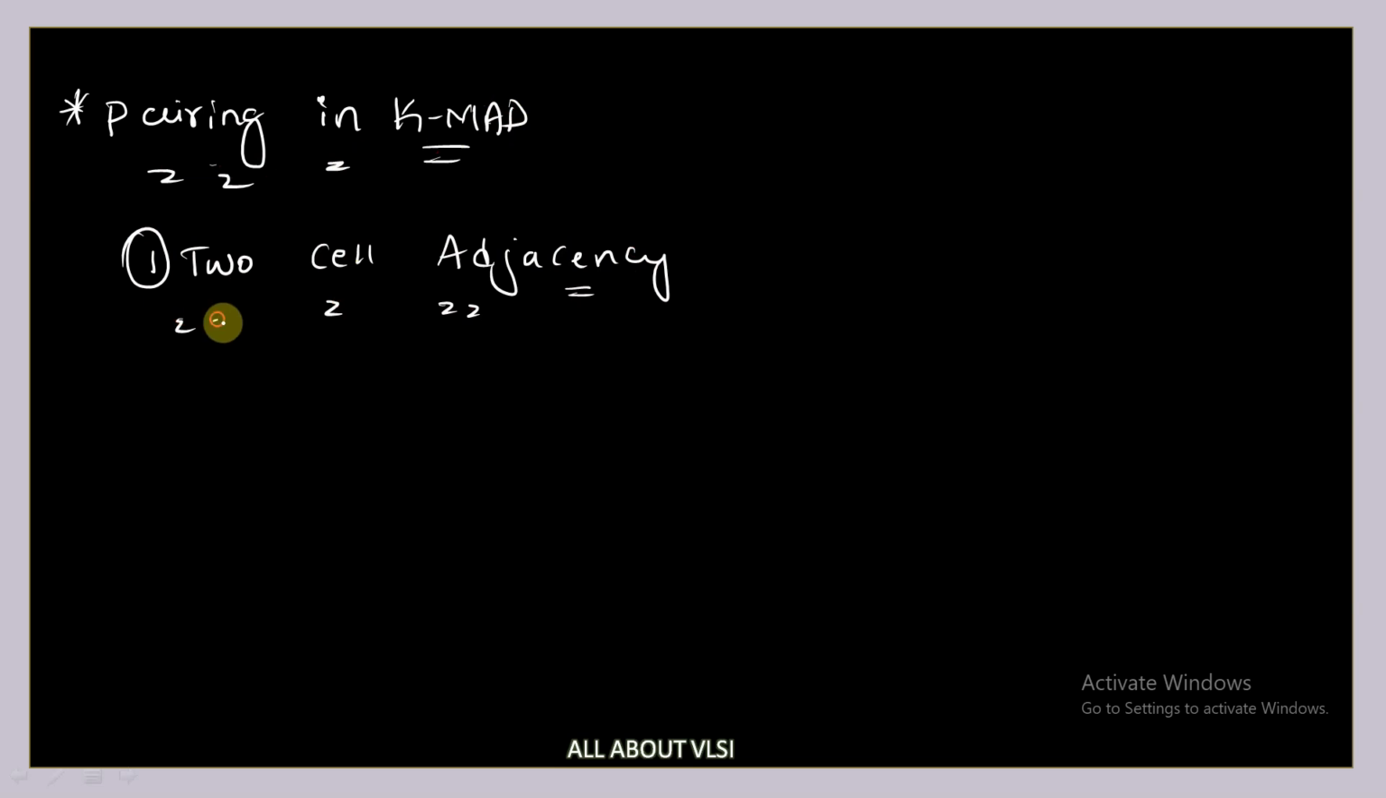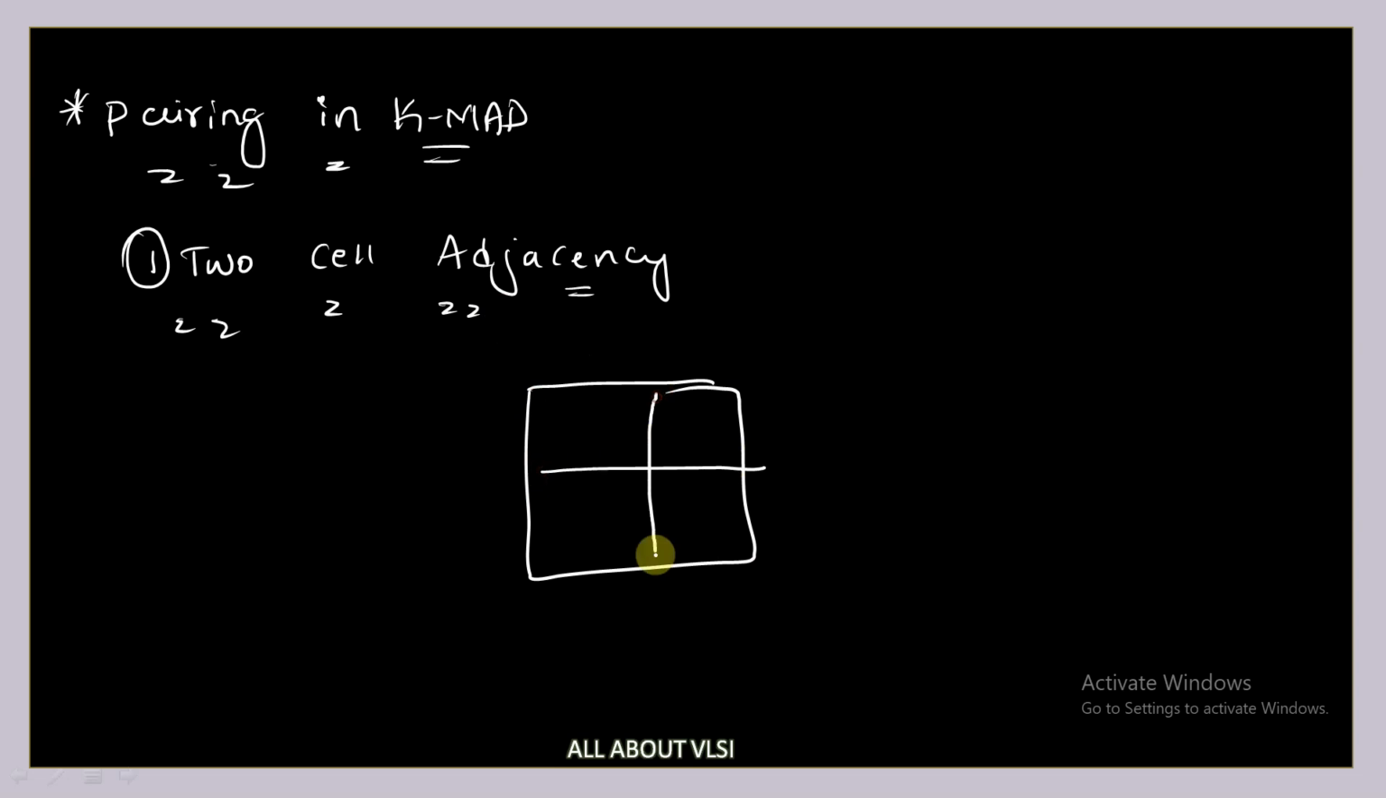Yes. Now let us try to understand your cell adjacency. Let us see how to plot, how to group, and how to pair the things. So pairing in K-map. We have two cell adjacency. Let us see what this two cell adjacency is. Suppose we have a two variable K-map like this with four cells, A, B, and let's say we have two minterms here. This is A bar and this is A, this is B bar and this is B.